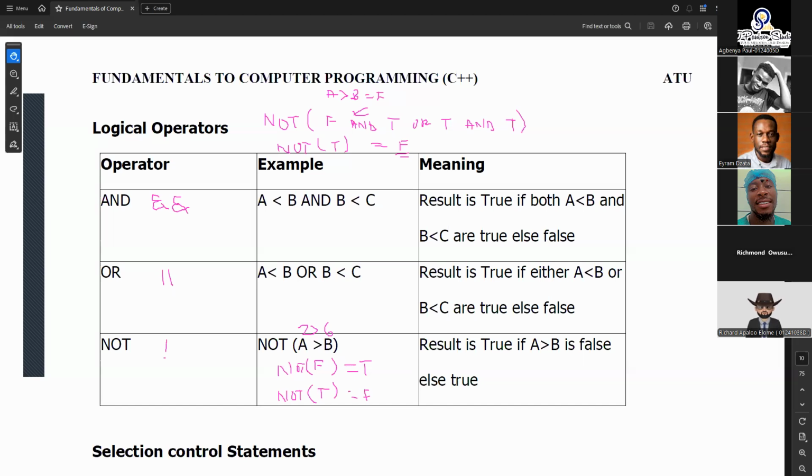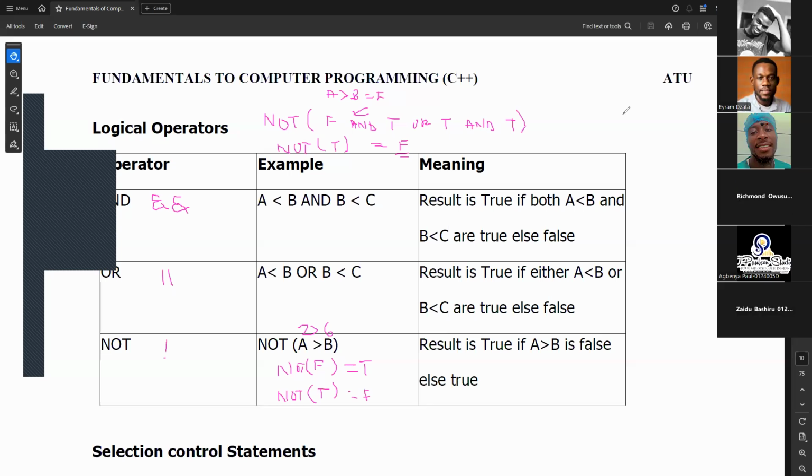My question is, are these operators, both the logical operators and the other operators you taught us just now, HLL or LLL? Are they machine language or high-level languages? All right. So, like I said, what we are learning now is independent of any programming language. It doesn't depend on any programming language. So for now, don't look at it in the context of a programming language.